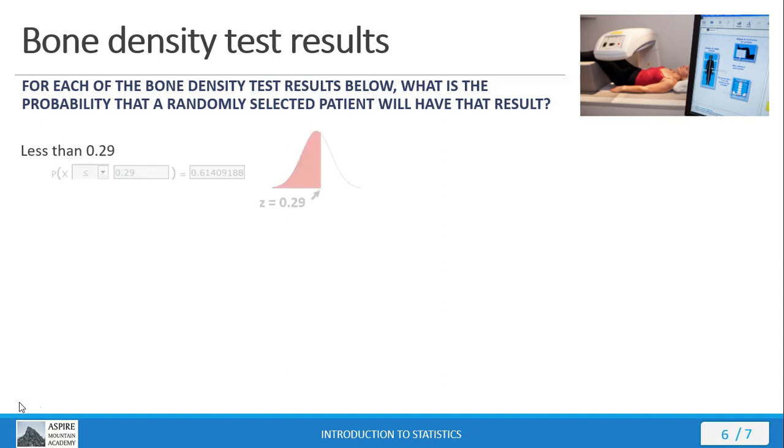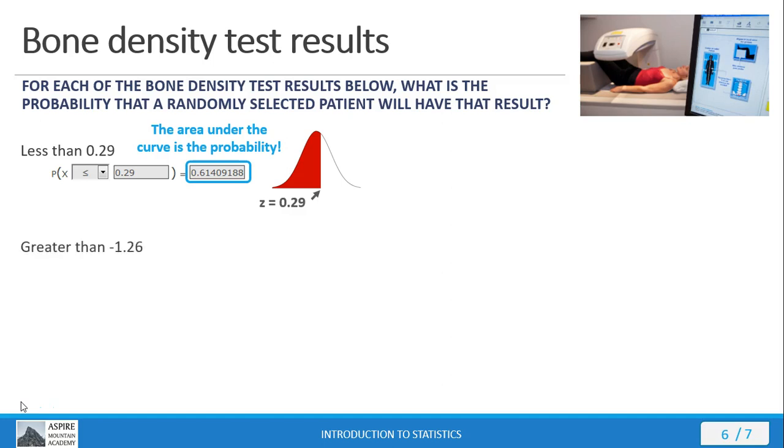Okay, let's see how well you did with that. So you should be getting 61.4%, 0.614. That's the z-score right here, 0.29. We want less than that, so we want the area to the left. So that's our inequality sign pointing to the left. That gives us our 0.614 probability. So the area under the curve is the same as the probability.